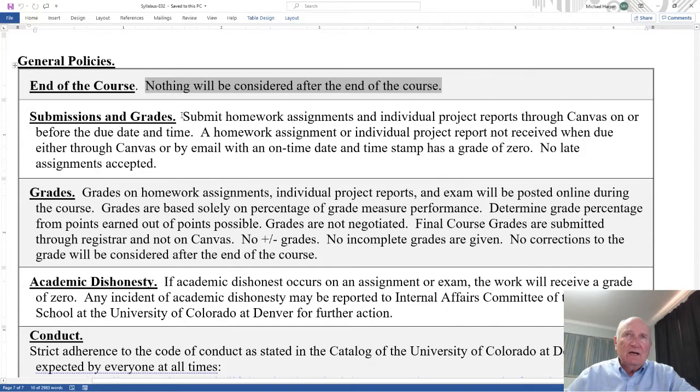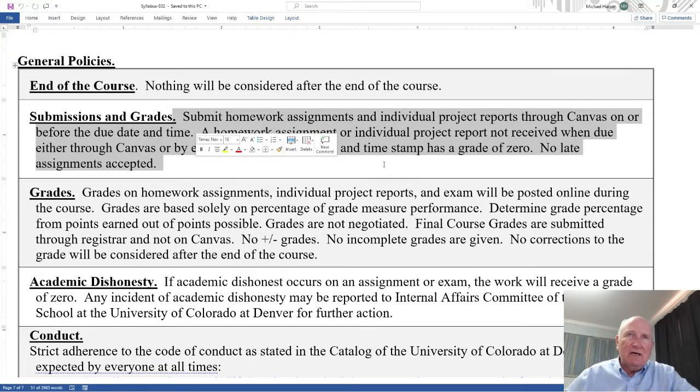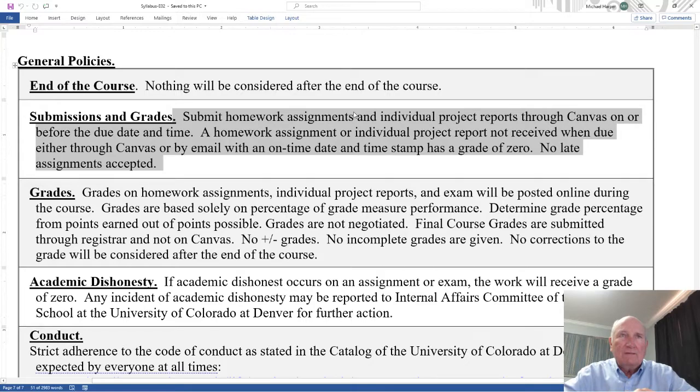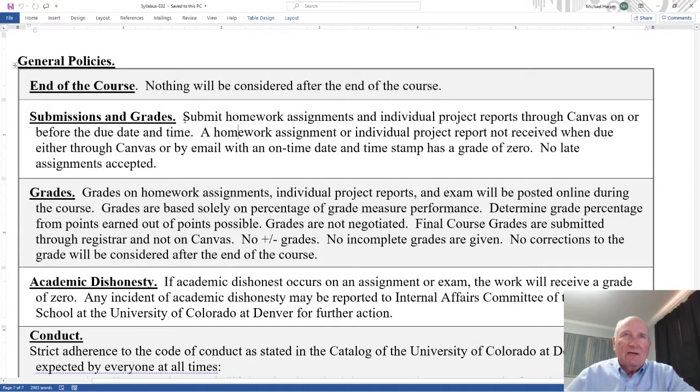Submission of grades. All the grades will be submitted through Canvas. Now, notice what I say here. Submit homework assignments and individual project reports through Canvas on or before the due date and time. The exams are through Canvas too. A homework assignment or individual project report not received when due, either through Canvas or by email with an online date and time stamp, has a grade of 0. No late assignments are accepted.